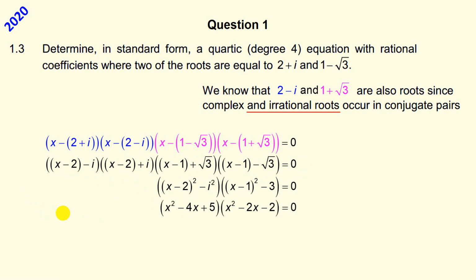Multiplying out within the bracket, that's x squared minus 4x plus 4, and minus i squared is plus 1, giving us the plus 5. x squared minus 2x plus 1 minus the 3 gives you minus 2. And we multiply out, and there is our quartic.